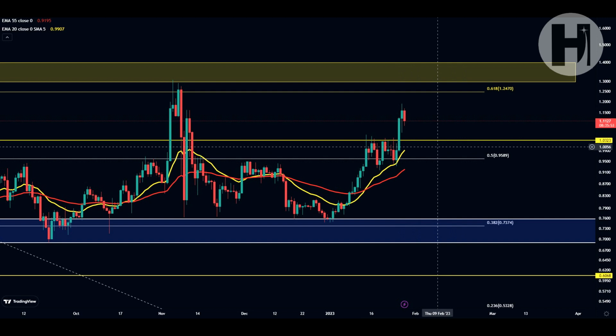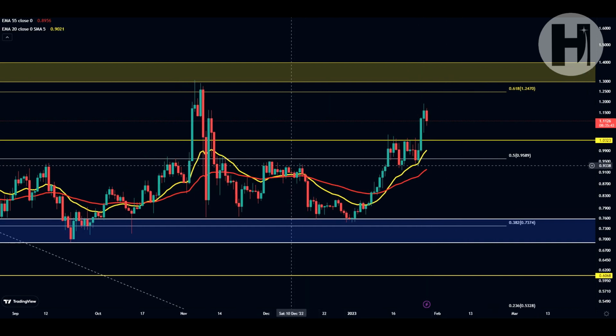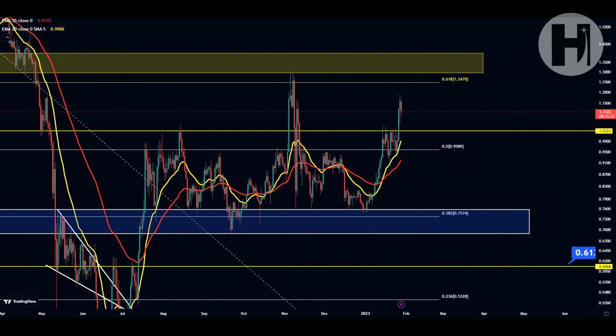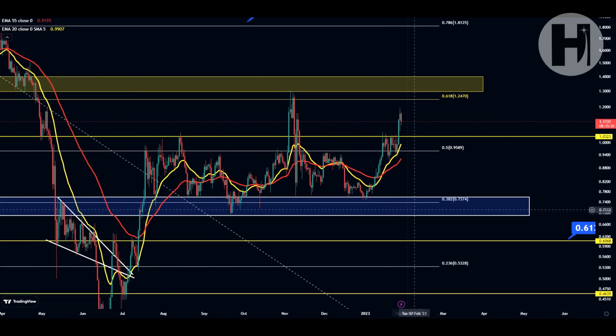Potentially, you're afraid that we're going to have another bounce to the upside. Then you can enter at the 0.5 Fibonacci retracement level here at 0.9589. And that's also where this local high was in early December. But you could also target the 55 EMA. But if you're waiting for a deeper pullback, you could be waiting to get into the project off of this support block.